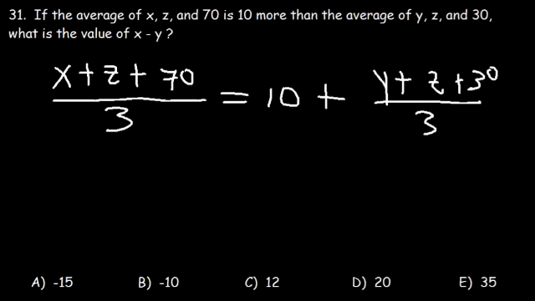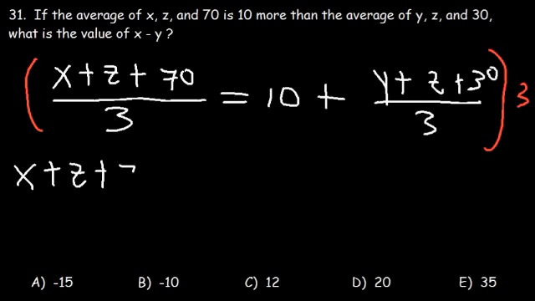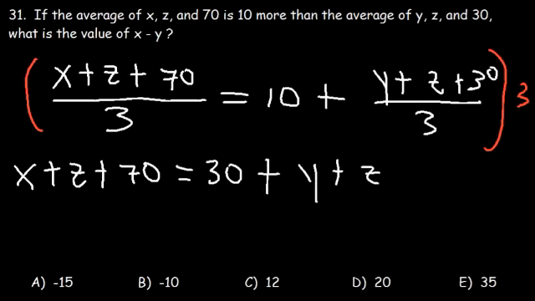So let's multiply everything by 3 to get rid of the fractions. So the fraction on the left times 3, the 3's will cancel, and so we're going to get x plus z plus 70 left over. And then we're going to multiply the 3 by 10, and so that's going to equal 30. And then the 3 times this fraction, the 3's will cancel, and so that will equal y plus z plus 30.